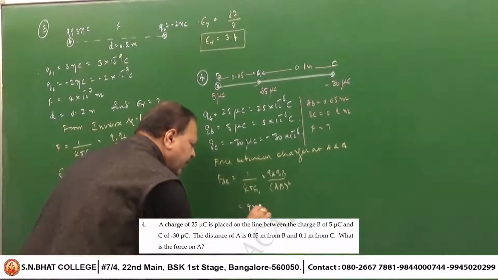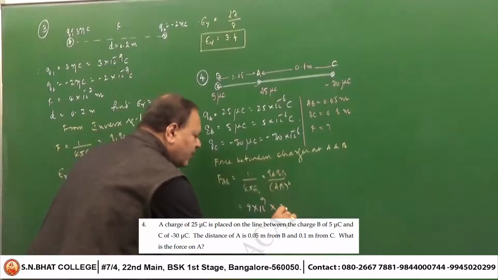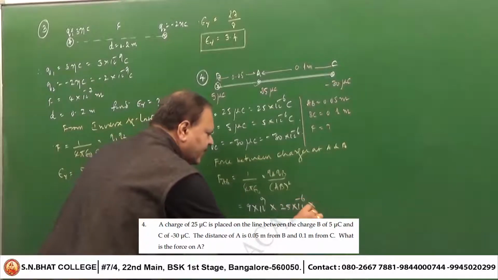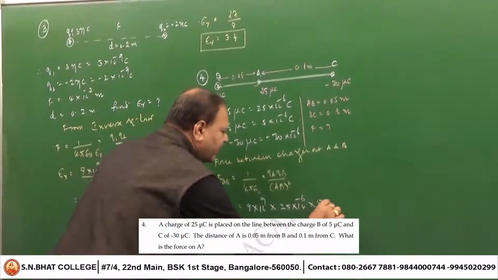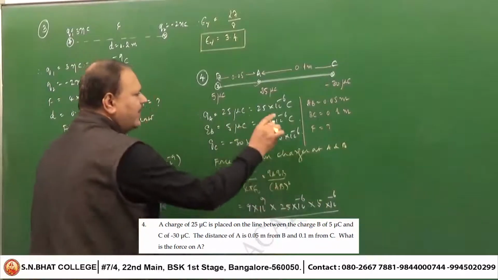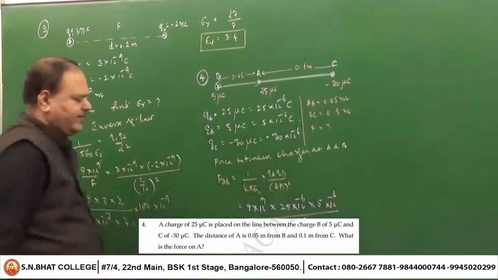is equal to 9 into 10 to the power of 9. QA value is equal to 25 into 10 to the power of minus 6. QB value is equal to 5 into 10 to the power of minus 6, whole divided by your AB, which is equal to 5 into 10 to the power of minus 2 whole square. That you can write like this.